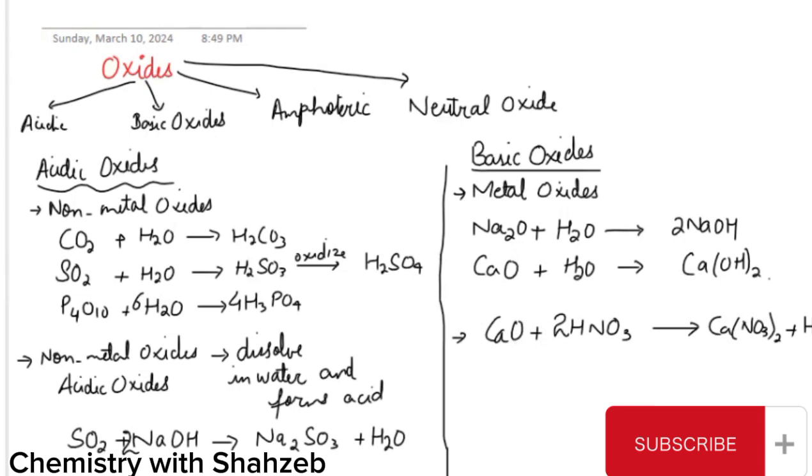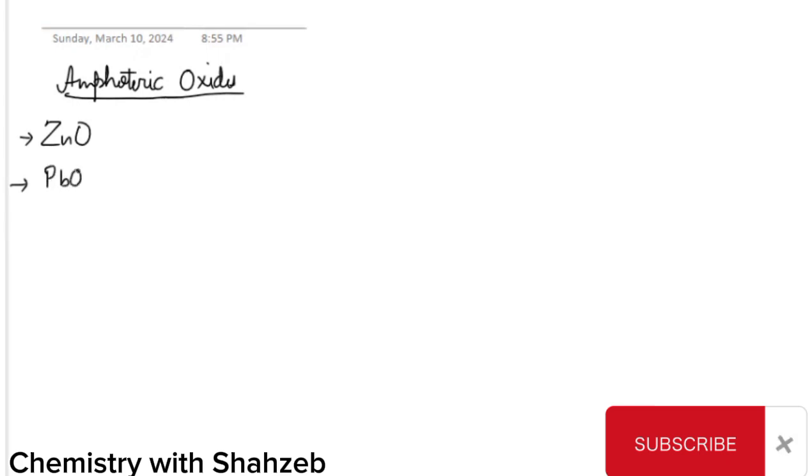So let's discuss amphoteric oxides. What are amphoteric oxides? First of all, there are 3 amphoteric oxides present in your syllabus. That is zinc oxide, then lead oxide, which is PbO, then we have aluminium oxide, which is Al2O3. Okay.